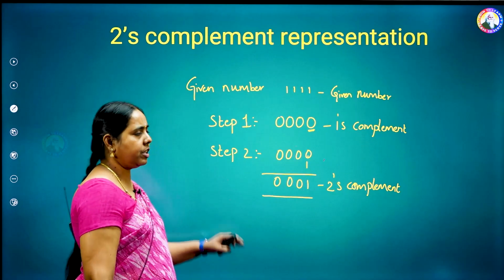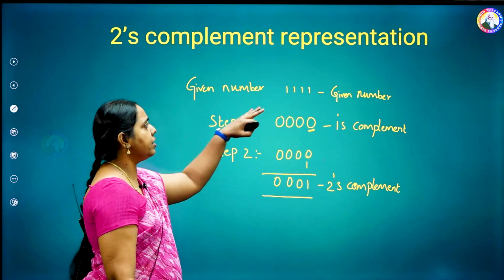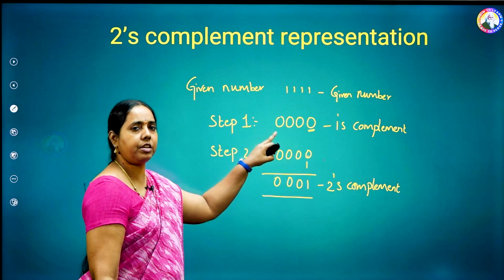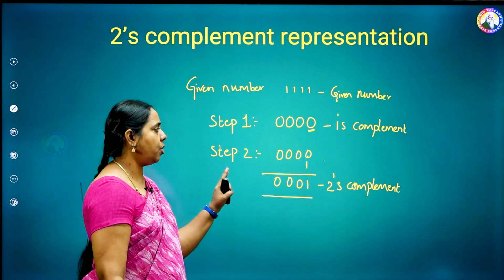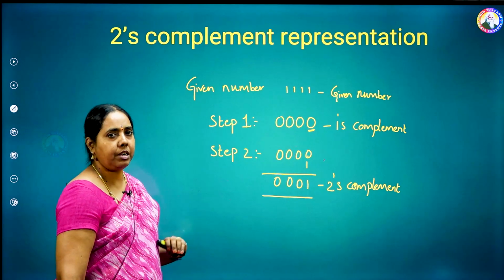So the steps that we need to follow in order to get the 2's complement representation are: for the given number, you first need to get the 1's complement. To that 1's complement, I need to add 1 at the LSB bit, then I'll get the 2's complement number.